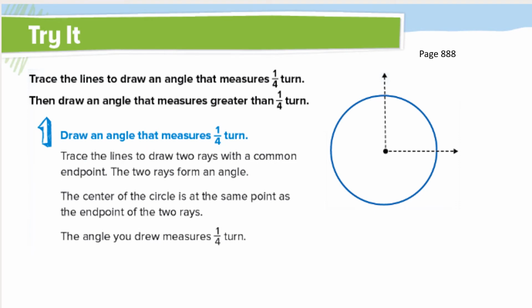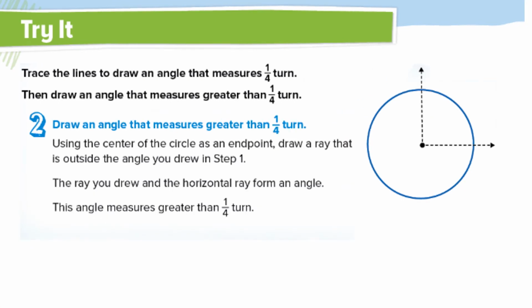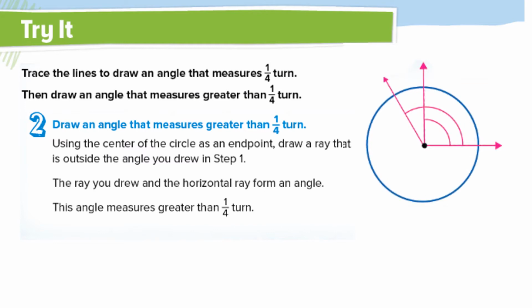Continuing on to page 888, it says trace the lines to draw an angle that measures 1/4. So that's already there for you. You're just going to trace the lines that are there. And then draw an angle that measures greater than. So remember, we're sharing this, and you have to draw so that it is greater than. So as you continue here, we're going to draw one that is greater than, and so you see that this angle right here is greater than the 1/4.